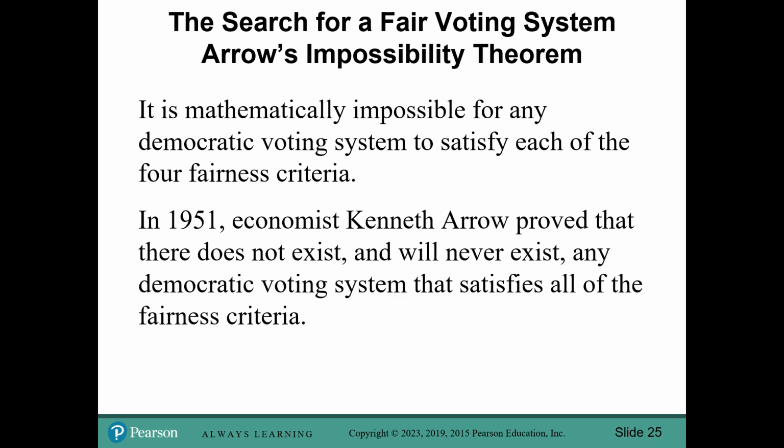In 1951, economist Kenneth Arrow proved that there does not exist and will never exist any democratic voting system that satisfies all of the fairness criteria. And we're going to end on that. So, no fair elections, right?